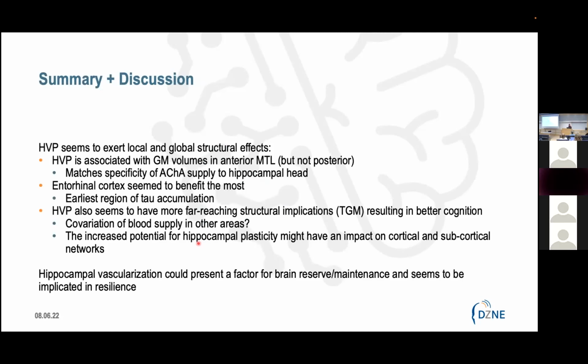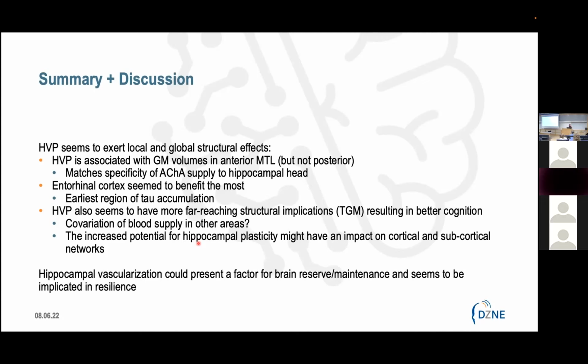To wrap that up, the HVP seems to exert both global and local structural effects. As I showed you, it is associated with higher gray matter volumes in the anterior MTL, but not posterior MTL, which nicely fits the specificity of the ACHA supply. Interestingly, the entorhinal cortex seemed to be the region that benefits the most, which is interesting because, as we also already saw, it is one of the earliest regions where tau accumulates.